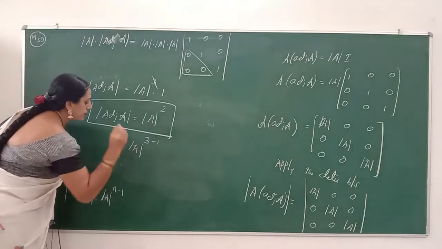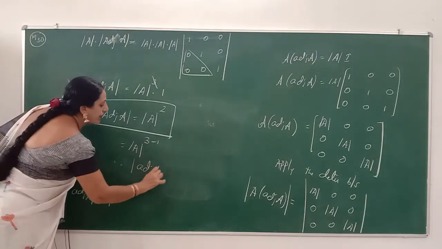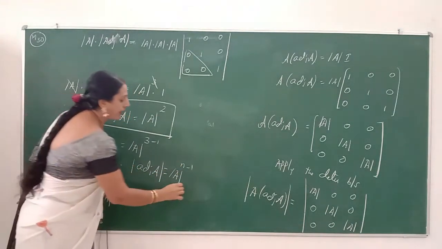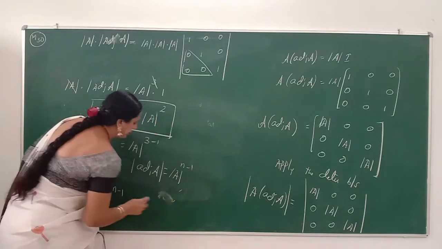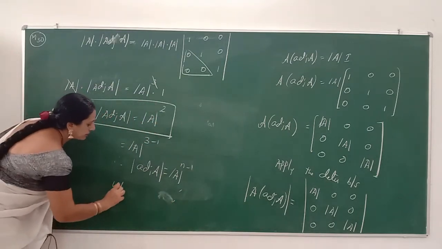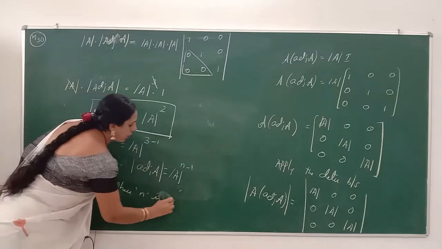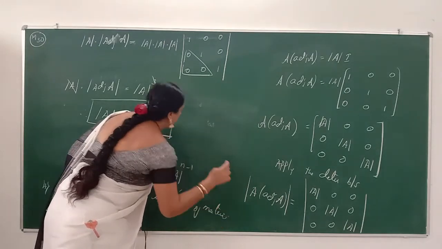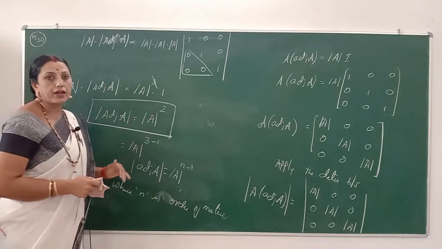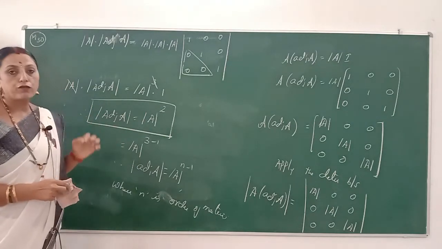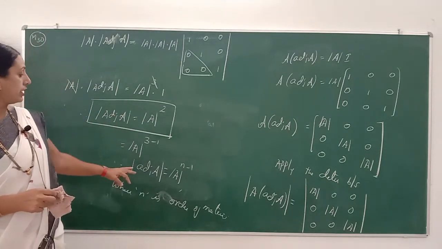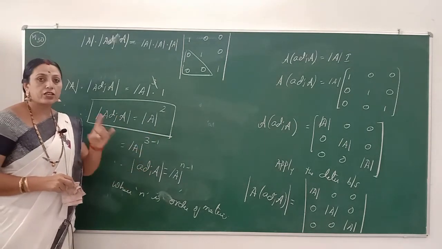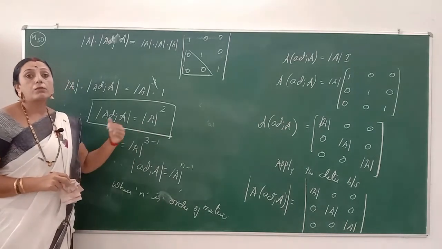So determinant of adjoint of A is equal to determinant of A whole to the power of n minus 1, where n is the order of the matrix. Therefore, that power always depends on the order of the given matrix. It's a formula, or shortcut, to find the determinant of adjoint of A. In particular, these types of problems will appear either as 1 mark problems or at competitive levels.